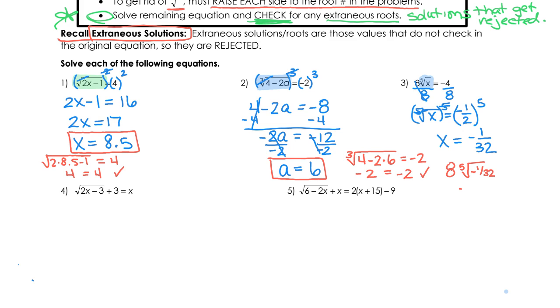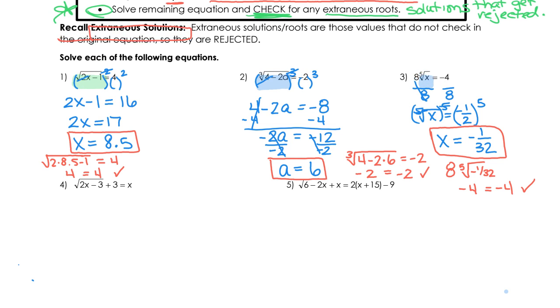And when you do, you get negative 4 on the left-hand side equal to, if you look up to the original equation, there was a negative 4 on the right-hand side. And so it does check out. And so no extraneous solutions here. We can keep our solution. Okay. All right, let's go ahead and take a look at number 4.